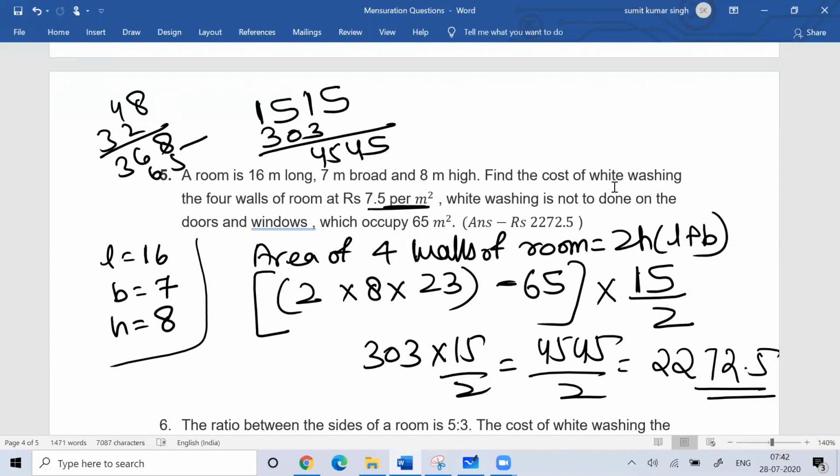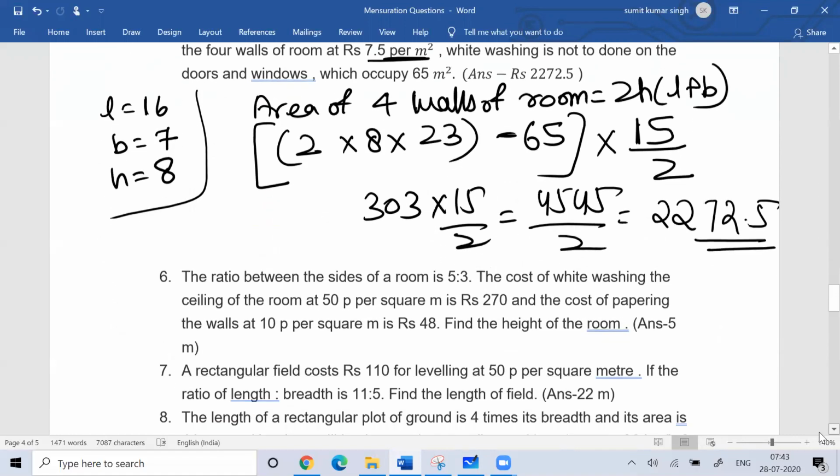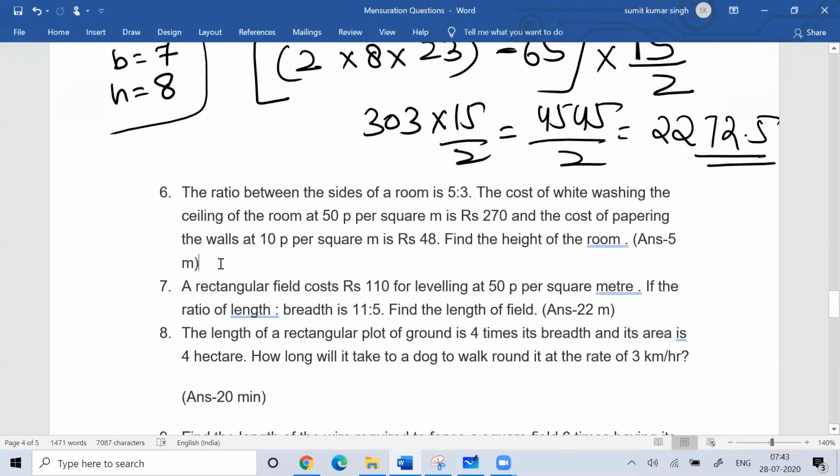This is in rupees, and it is a simple question. You just need to apply the formula of the area of four walls of the room. And the question says that when you do the whitewashing, you will not do it on doors and windows, so their areas are given. From the total area of the four walls of the room, you will subtract the area of the doors and windows, and then multiply that with the per square meter cost. Now see the next question.